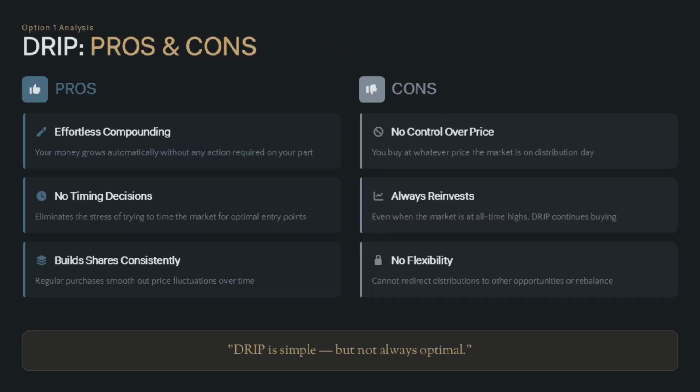So we're going to go over the pros and cons of DRIP. The pros are effortless compounding. It's literally compounding without you doing anything. No timing decisions, and it builds shares consistently. So your portfolio is constantly growing in the background while you work, while you do whatever. The cons are you have no control over the price that you buy at. You always have to reinvest in the same stocks that you purchased, and you have no flexibility, right? You constantly have to reinvest according to the stocks that you bought. Whereas if you were investing yourself, you can take all of your distributions and dump it onto just one covered call ETF if you wanted to.